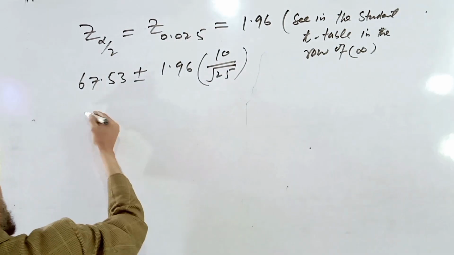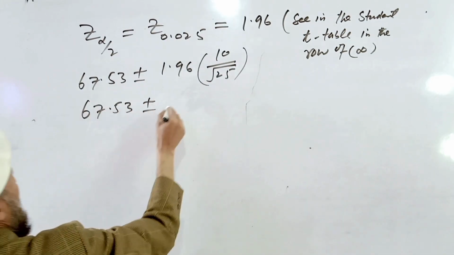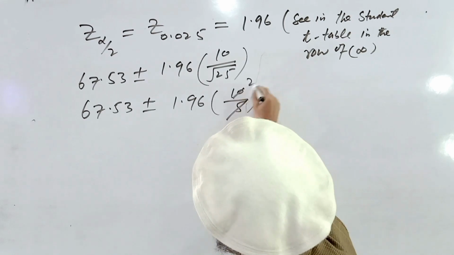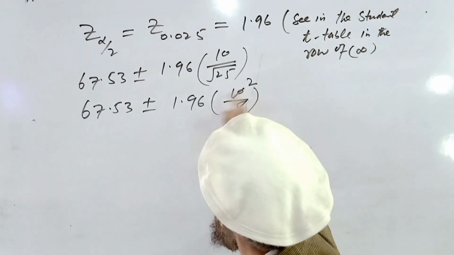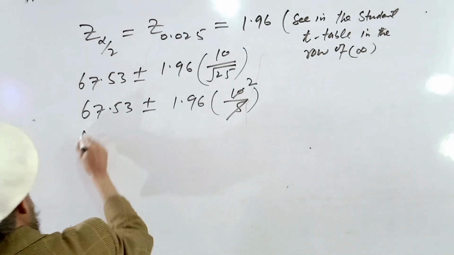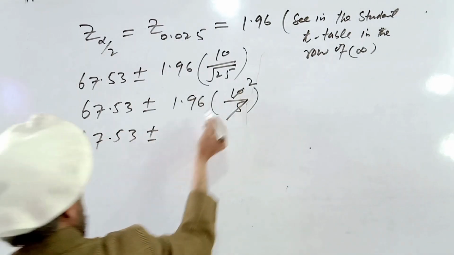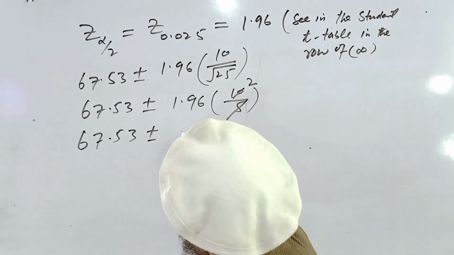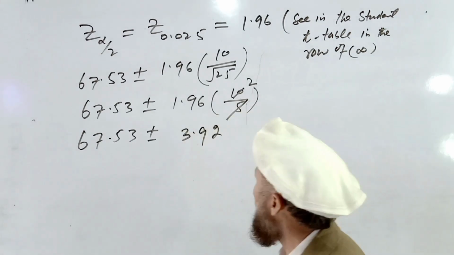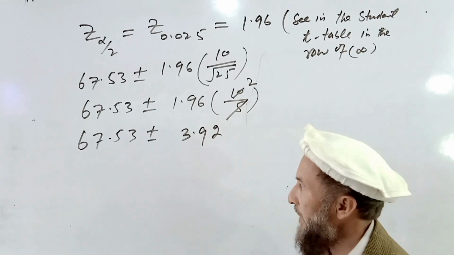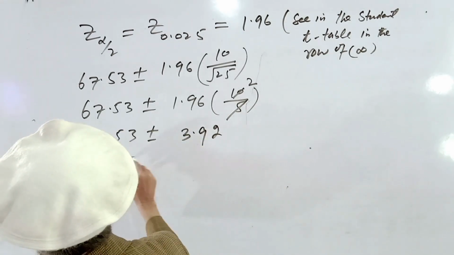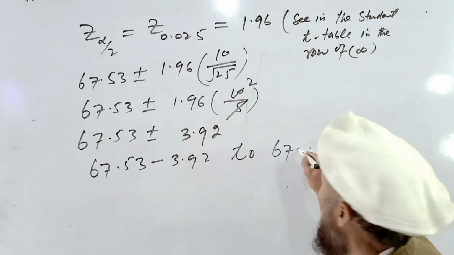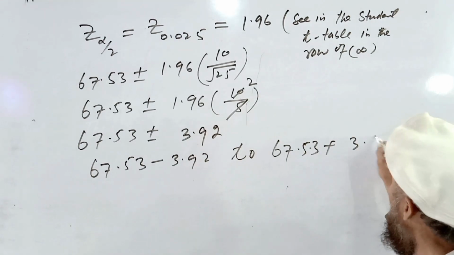So now we calculate: 67.53 plus minus 1.96, 10 divided by the square root of 25, which is 5. So we get 2. Now first we multiply here, and we get 67.53 plus minus 3.92. First we subtract this value, 67.53 minus 3.92, and 67.53 plus 3.92.